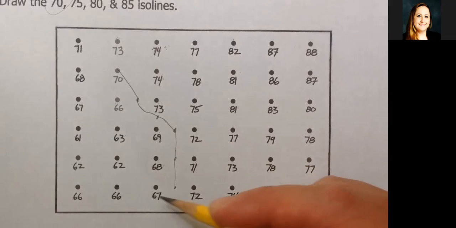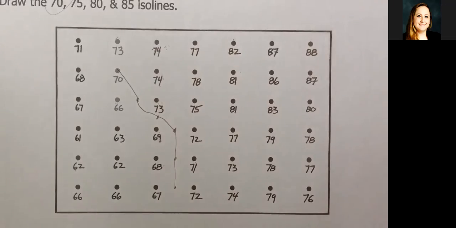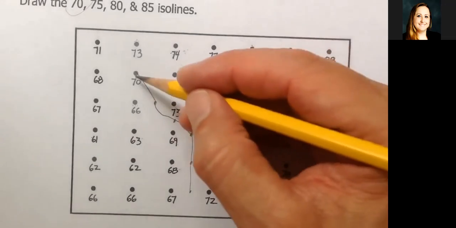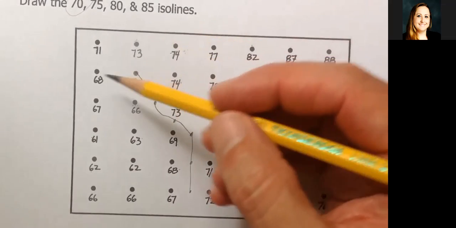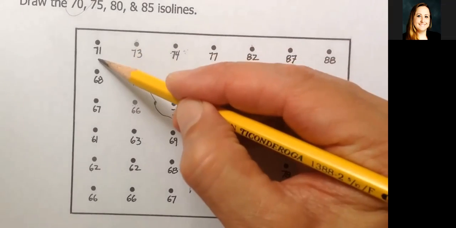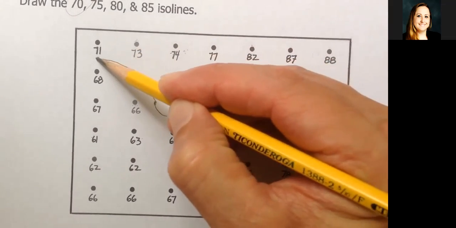Now, you're kind of down here. You don't see any more 70s. These are too high, too low. Let's just try to finish it, because you can't leave it. You can't ever leave them hanging. So 70 from here. Where's the next 70? Is 70 between 71 and 68? Yes, it is. So now you're here, and you're close to the end of the map.